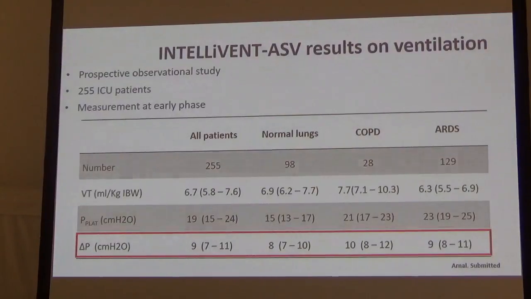And regarding the driving pressure, which is plateau pressure minus total PEEP, you see that whatever the lung condition, we find a median driving pressure between 9 and 10, with a range between 8 and 12 centimeters of water. This is the ASV algorithm with the mid formula that keeps a low inspiratory pressure and a low driving pressure.